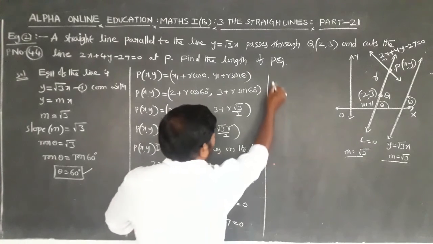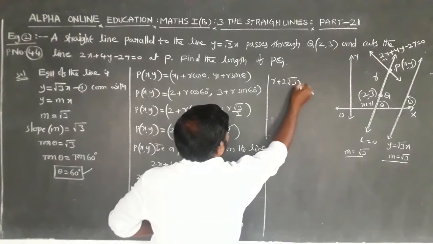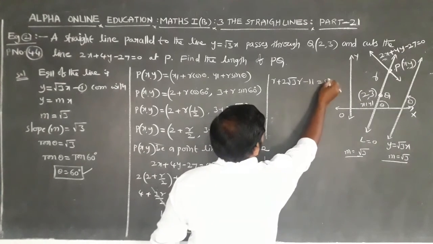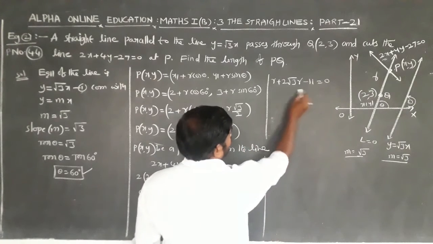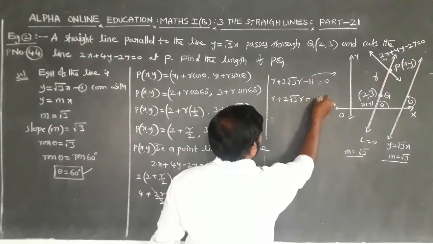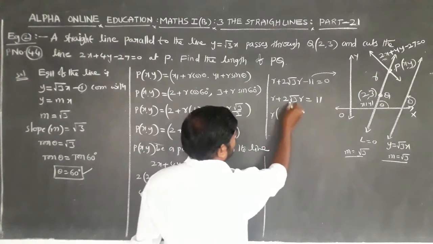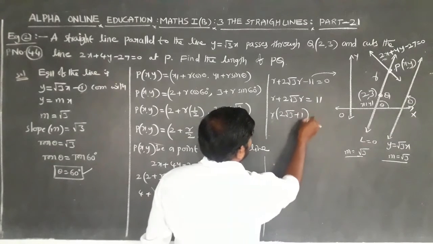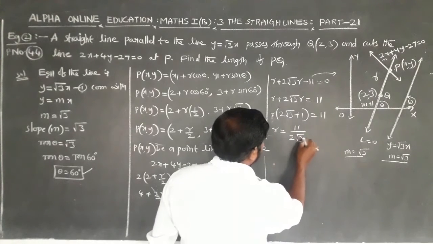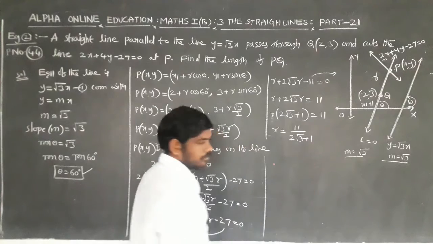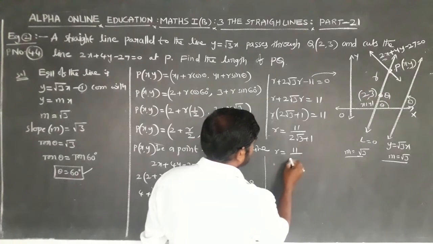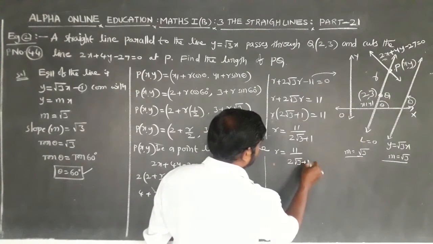Here r + 2√3 r - 27 + 16 = -11 + ... so take 11 to the right side: r + 2√3 r = 11. Taking r common: r(2√3 + 1) = 11. So r = 11/(2√3 + 1).